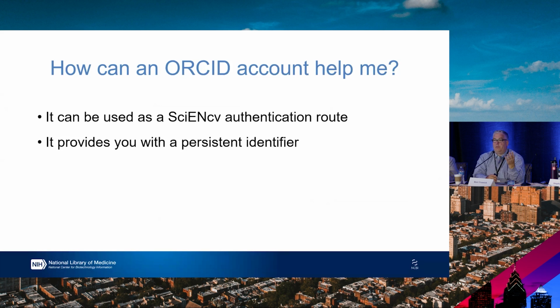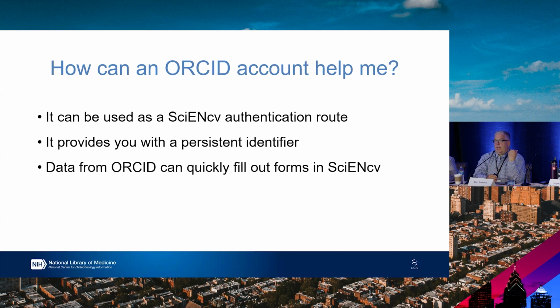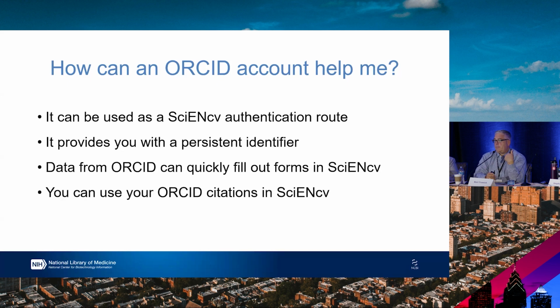So for individuals that publish in the scientific field, having a persistent identifier is a great help because it allows people to easily find your work, especially if you have a common name. It helps distinguish you from all the other Jane Does or John Smiths. It also is a profile system, so you can enter information about yourself and leverage that information to pre-populate the biographical sketch in SciENcv. And finally, ORCID is really great at pulling in citations from many different citation databases.